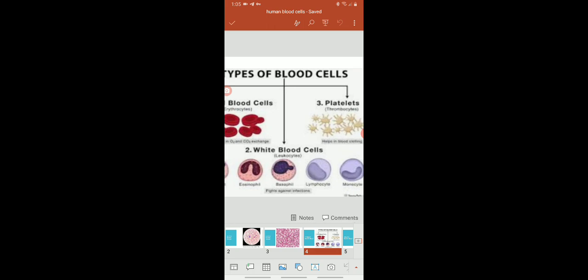Third one is the basophils. These basophils are stained with basic dyes. They have a twisted nucleus, and their most important function is that they release histamine, heparin or serotonin. These cells function during infection.